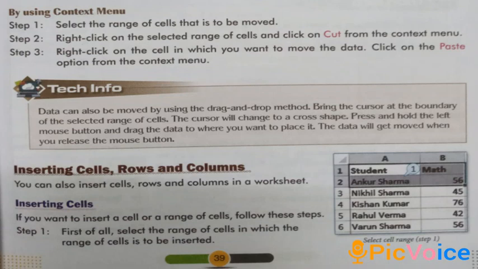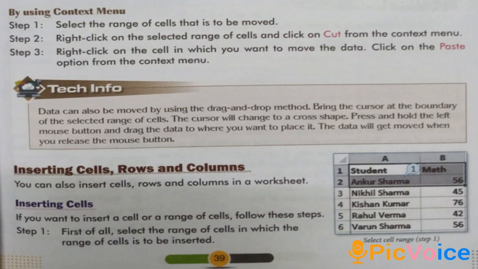By using context menu. Step 1. Select the range of cells that is to be moved. Step 2. Right click on the selected range of cells and click on Cut from the context menu. Step 3. Right click on the cell in which you want to move the data. Click on the Paste option from the context menu.